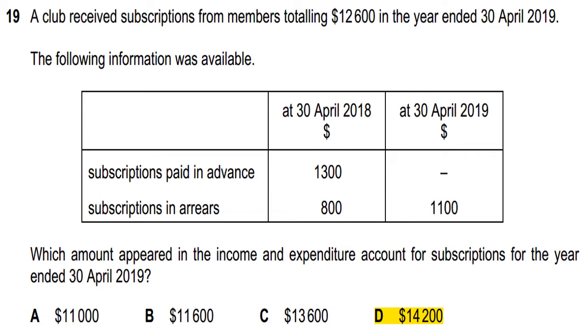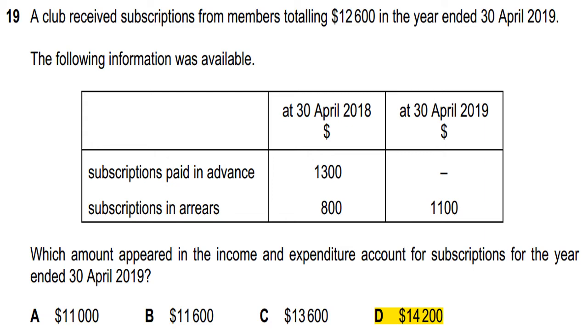This 800 is included in the previous year. This will be subscription of the previous year. This will not be included in current year's subscription. This is the income of the previous year. And at 30th April 2019, 1,100, this is the current year's income, so it will be included in the current year's income. Which amount appeared in the income and expenditure account for subscriptions for the year ended 30th April 2019?